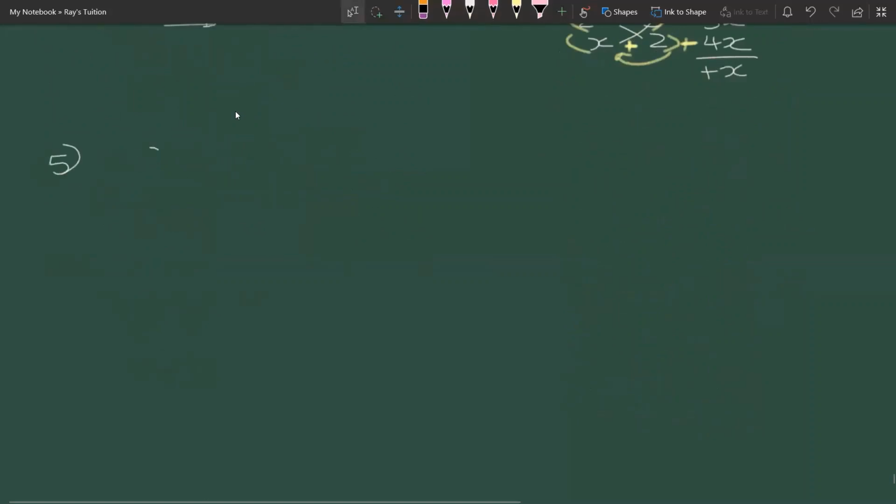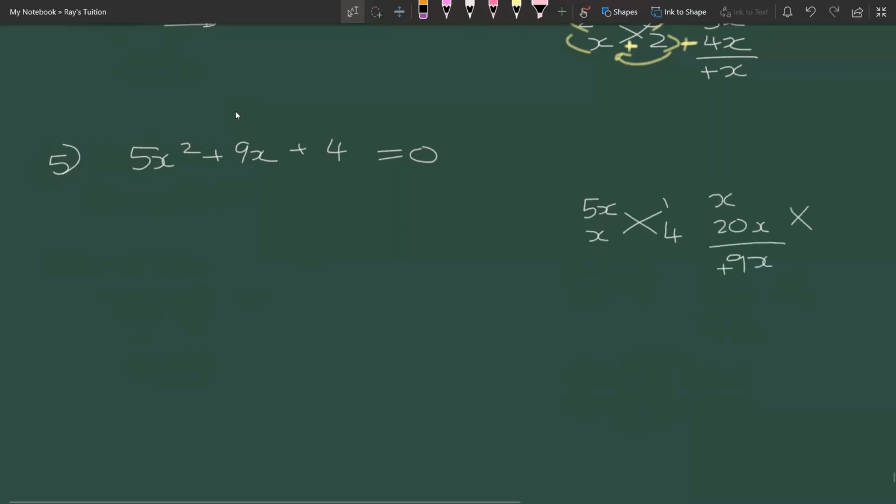So here we have 5x squared plus 9x plus 4 is equal to 0. So the factors are 5x, it's a prime number, 5x times x, and for 4, let's try 1 and 4. So we get x and we get 20x. Can we get 9x from these two? Well, no, the difference is way too big.